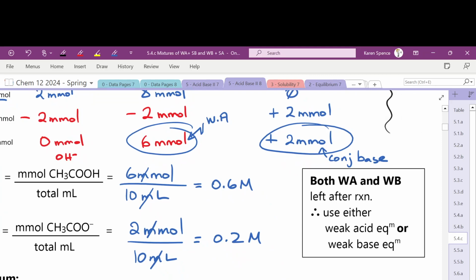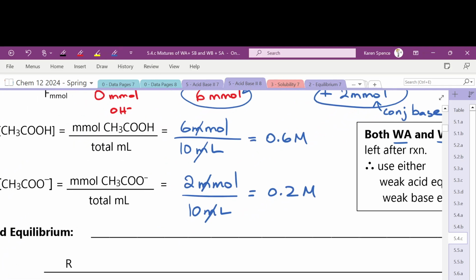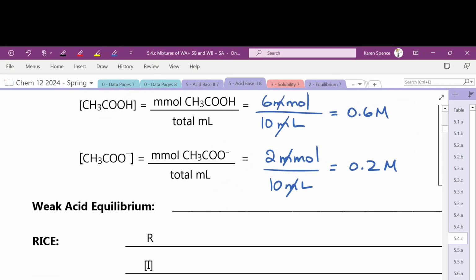Okay, we have both the weak acid and the weak base, so we can either use the weak acid equilibrium or we can use the weak base equilibrium. And I don't know why I've made you write 2 lines for it. We're just going to write it once in the rice table. So we're going to use the weak acid because it's easier. You don't have to find Kb.